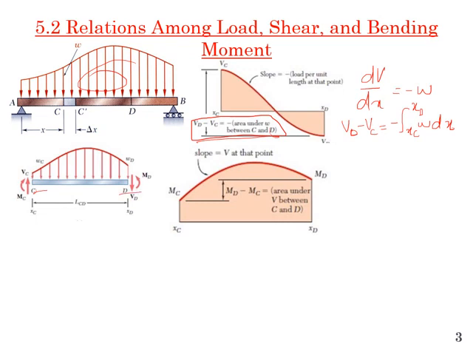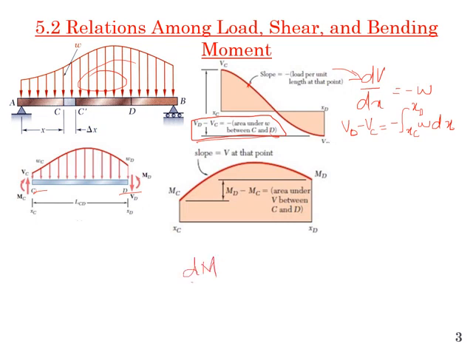Now if I take the slope at any location, it will give me the value of load at that particular location. So this expression is basically showing me the slope of this curve, and that is load per unit length at that point.